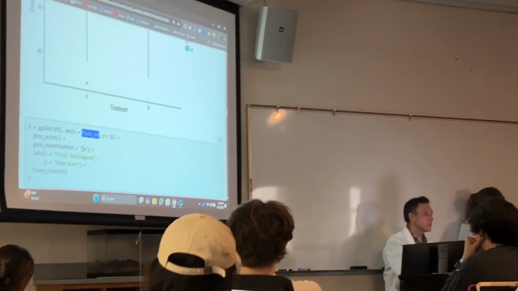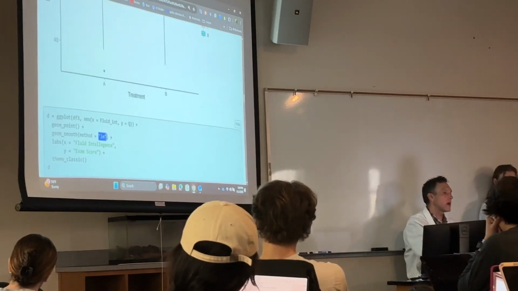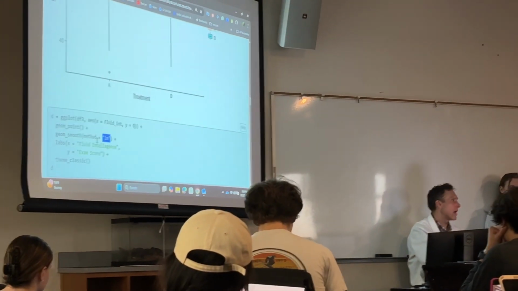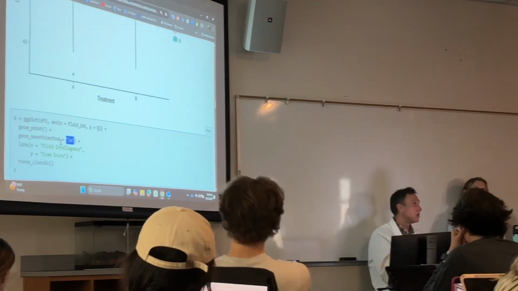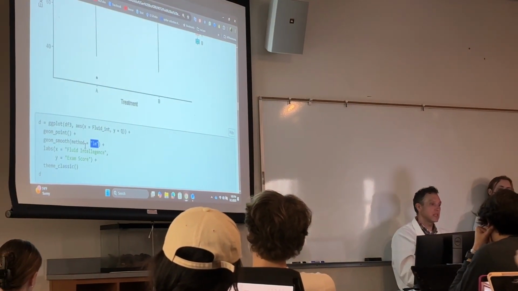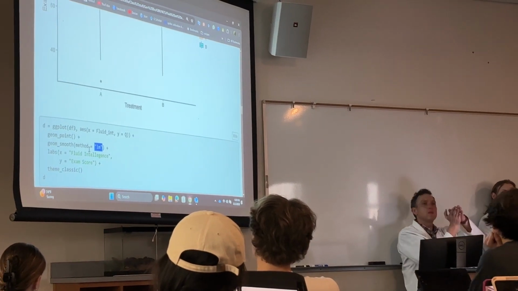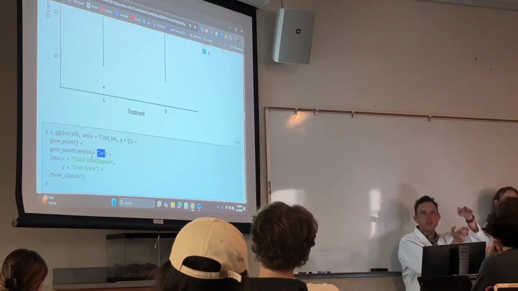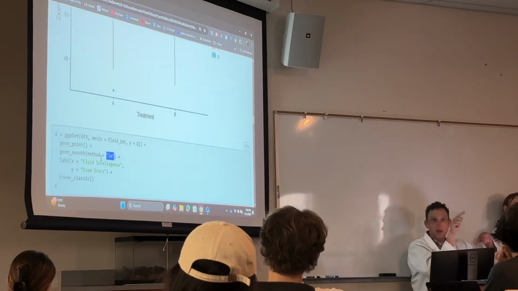How am I going to test for significance? I'm going to do it indirectly by setting method equals LM. I'm creating a linear model of X on Y. Okay, a very simple linear model, and this allows me to create 95% confidence intervals around my line, my trend line.